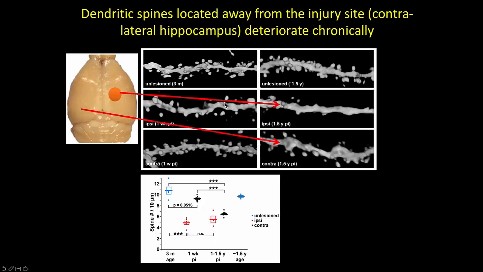And if we wait long enough, here 1.5 years post-injury, pretty long, you can see that the decrease in spine density in the ipsilateral hippocampus is preserved. But surprisingly now we are also seeing changes in distal parts. Away from the lesion, there is now a decrease in spine density also in the contralateral hippocampus compared to unlesioned controls.